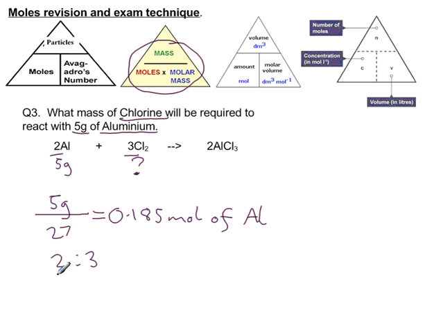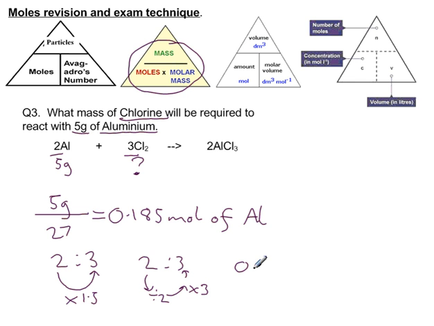So, if we know the number of moles of aluminium, we need to scale it up by this factor. So how do we get from 2 to 3? Well, one way you could do it is by multiplying by 1.5. Or another way you could do it is by dividing by 2 and then multiplying by 3. This is using the ratio. It's up to you which way you do it.